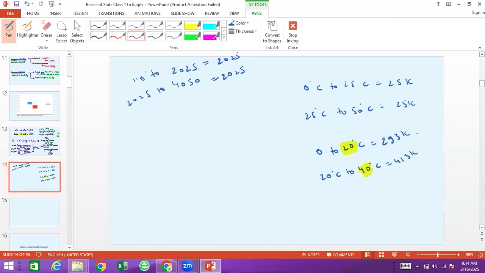So what is the percentage change that we have over here? It is just 413 minus 293 divided by 293. This is how much hotter 40 degrees Celsius is from 20 degrees Celsius. Not twice as much. So differences are allowed, but multiplication and division is not allowed for interval variables.